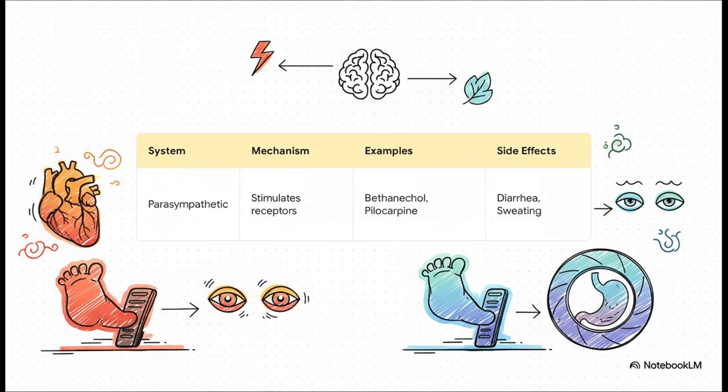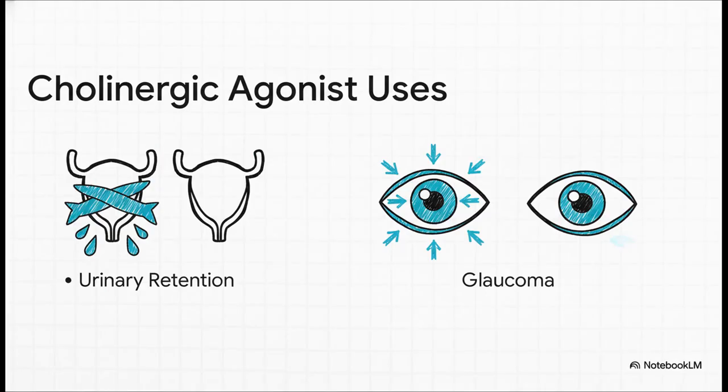We're talking more bodily secretions, things moving through your gut, which perfectly explains why the side effects could be diarrhea and a lot more sweating. So you can see these aren't your everyday all-purpose drugs. They're used for really specific problems. For example, they can help patients who are having trouble with urinary retention. And as eye drops, they're fantastic for treating glaucoma because they reduce that pressure inside the eye.